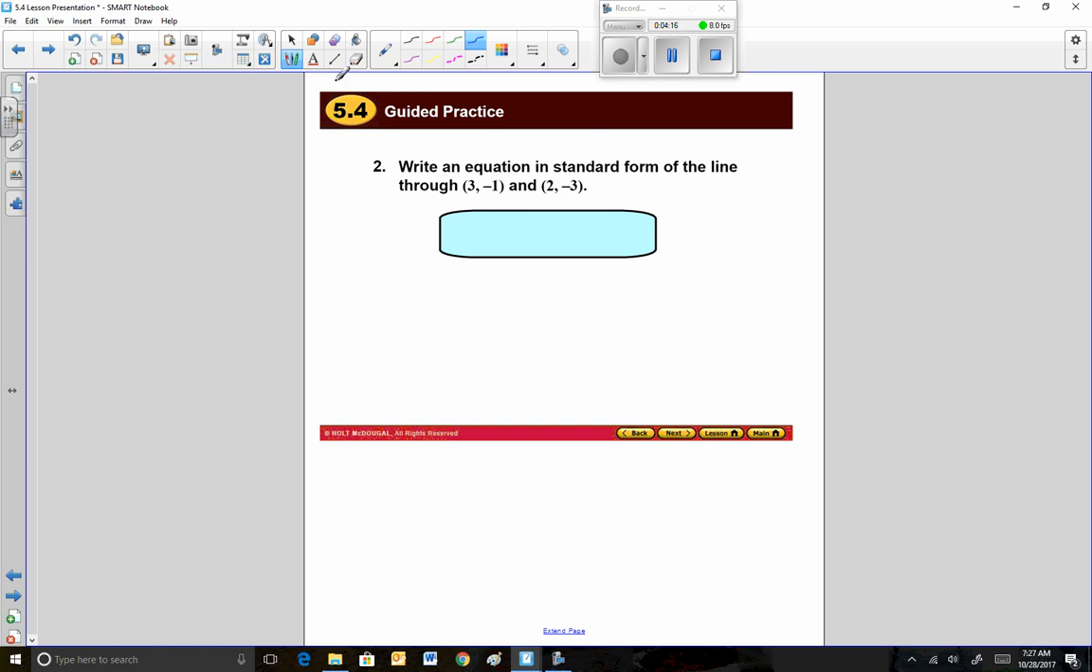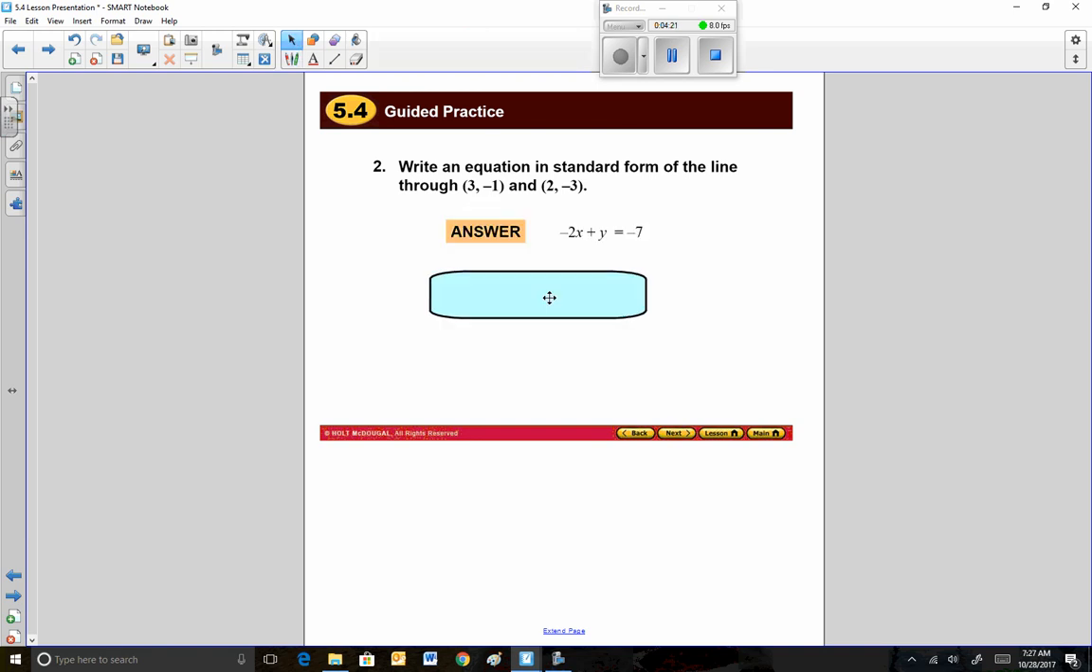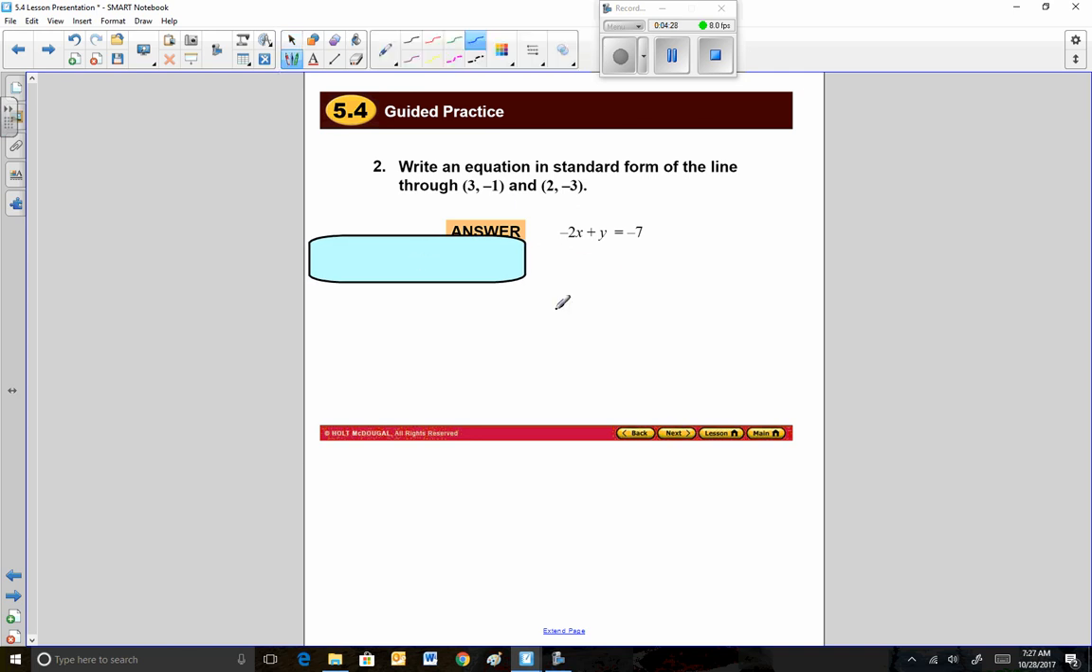All right, welcome back. Let's see how you guys did. You should have been able to get negative 2x plus y equals negative 7. And how did you get that? Let's see if we can write that out real quickly. We take a look at our slope, and we have negative 3 minus a negative 1 on top, and our x is on the bottom, 2 minus 3. This becomes a big plus sign, so negative 3 plus 1 is a negative 2. 2 minus 3 is negative 1. Divide, you get a positive 2 slope.